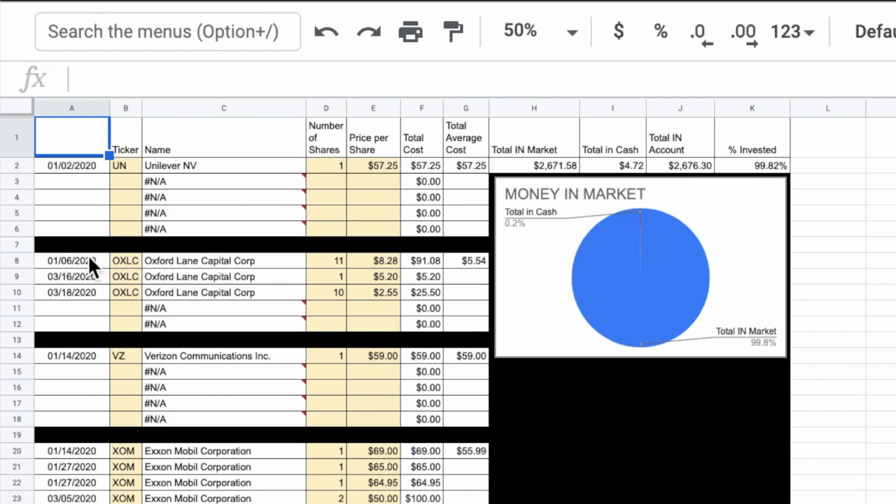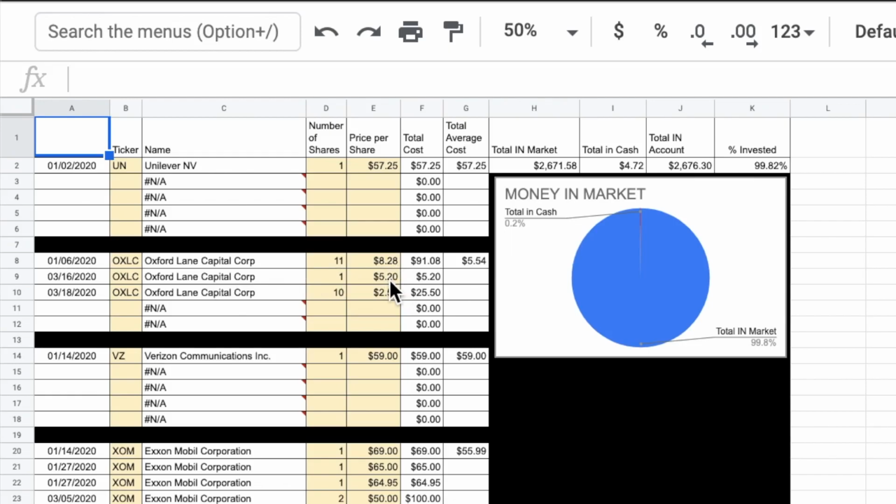This is the first 90-some dollars' worth of change I deposited. So I put that into this company, and it cost me $91. Basically, I bought 11 shares at $8.28. So when I started out, the average cost was $8.28 per share, and then I had like $5 left over at the end of February.